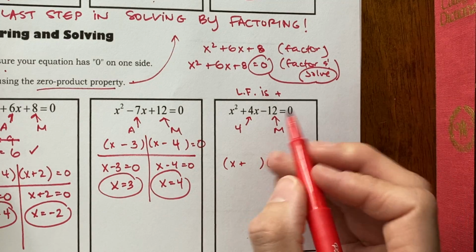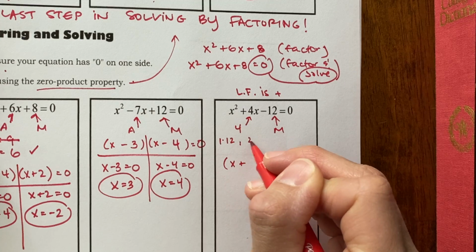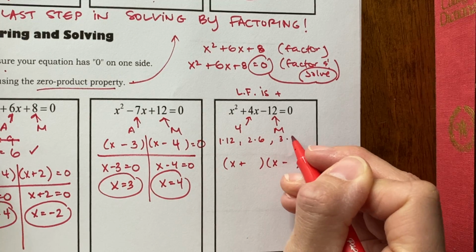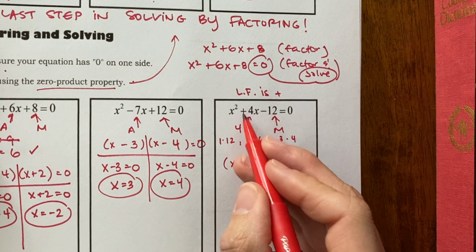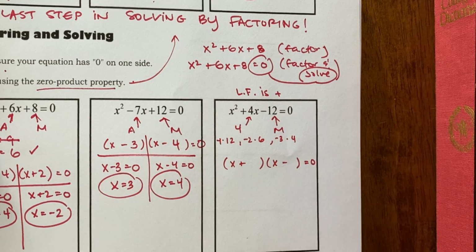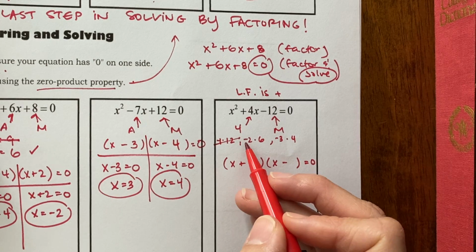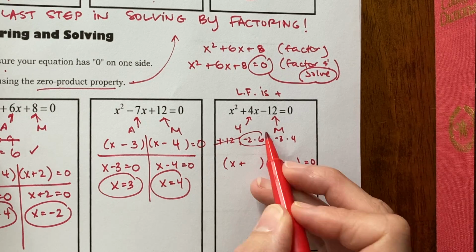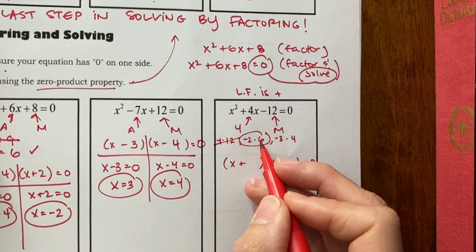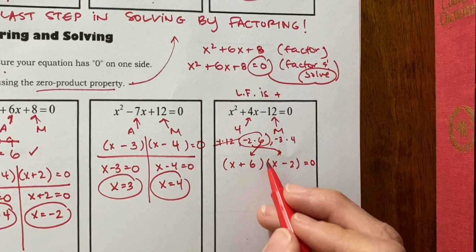So multiplying to 12, you have 1 and 12, 2 and 6, 3 and 4. Larger factor positive, so -1 here, -2, -3. -1 plus 12 is 11. -2 plus 6, that's 4. So my plus is 6, my minus is 2.